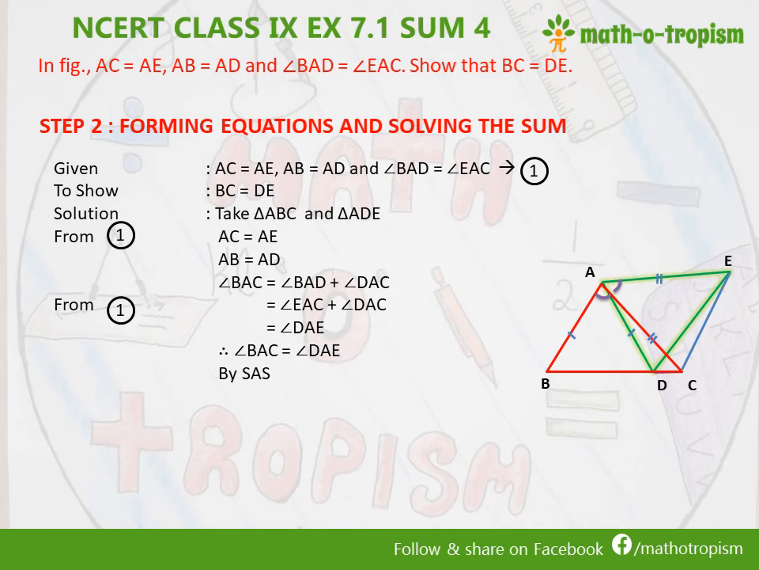Now, when we have got this, by SAS congruency, that is two sides and the included angle are equal, we can write triangle ABC is congruent to triangle ADE. Therefore, by CPCT, the last two vertices taken for both the triangles, we can write BC equal to DE.